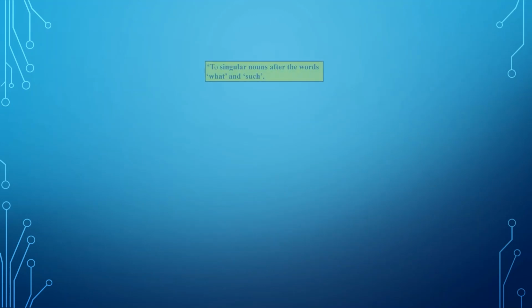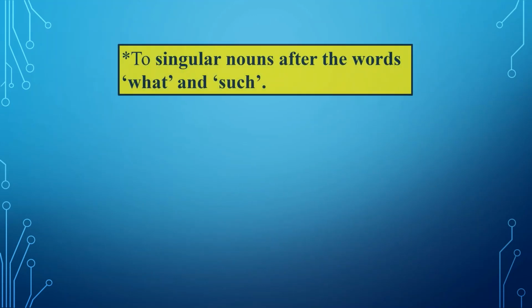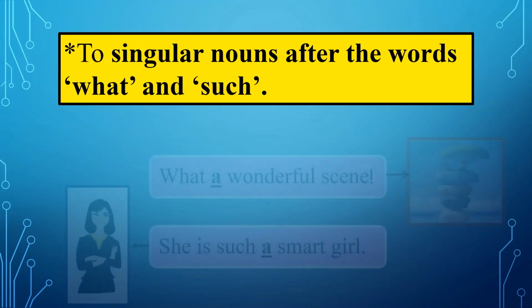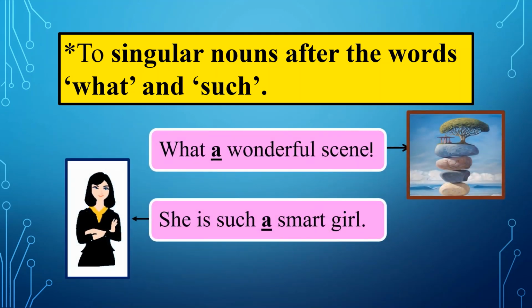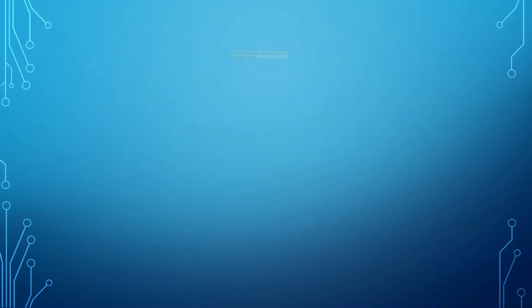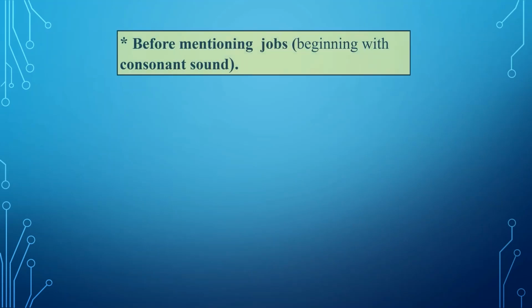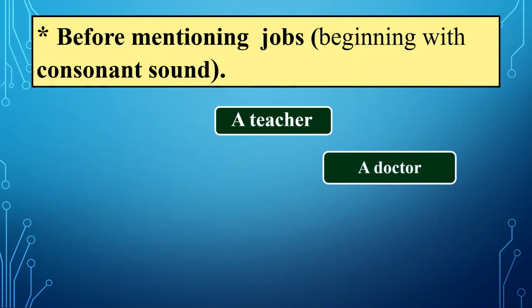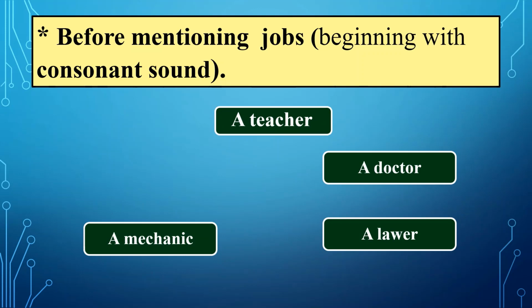We use a with singular nouns after the words what and such. For example, what a wonderful scene! She is such a smart girl. We use a before mentioning jobs that begin with consonant sound. A teacher, a doctor, a lawyer, a mechanic, a tailor.